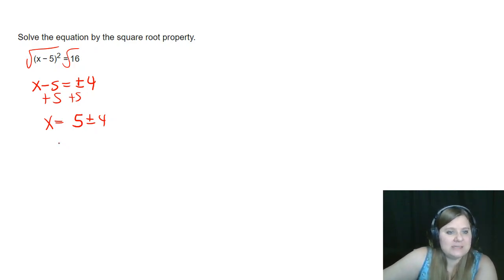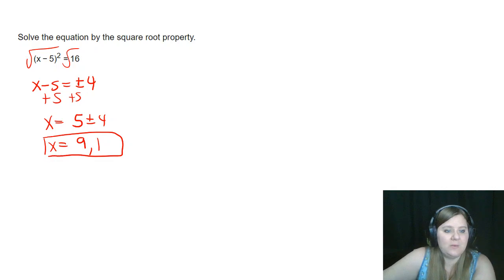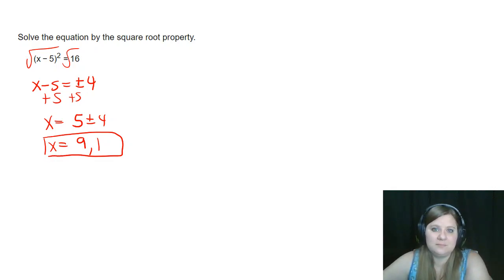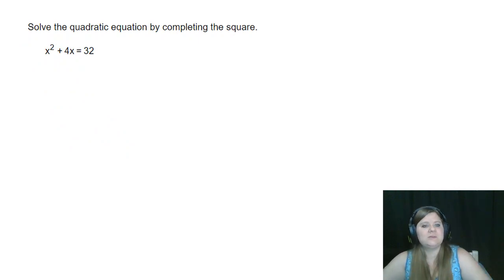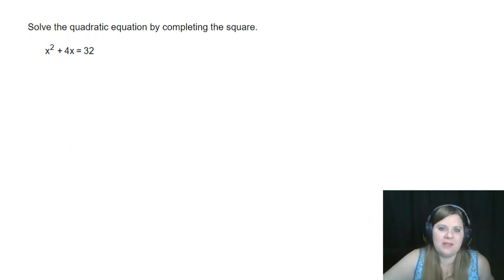Remember that if you can combine them, you should. 5 plus 4 is 9. 5 minus 4 is 1. So we get x equals 9 and 1. Try doing this one by completing the square.